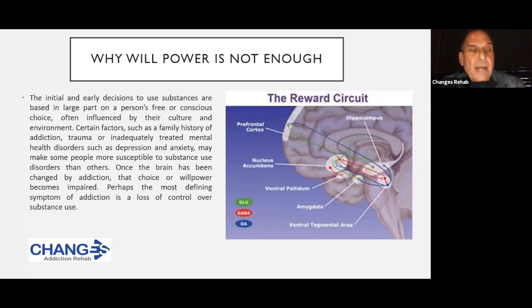Once the brain has been changed by addiction, that choice or willpower becomes impaired. Perhaps the most defining symptom of addiction is the loss of control over the substance use.